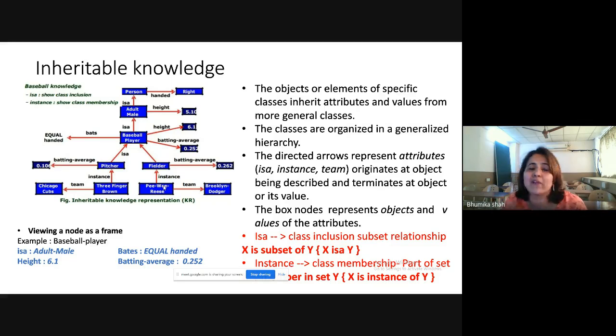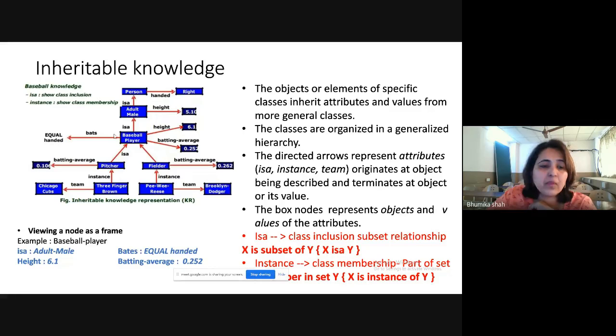The instance attribute is traveled only once in the algorithm; everywhere else you are going to travel the ISA hierarchy. Because any object is going to be a member of a single class only, and then you have class, subclass, superclass relationships. Any value will be a member of one set, and then you have set, subset, superset, that kind of relationship. So travel instance and reach fielder. Now once again check: do you have the handed attribute available here? No. So travel the ISA relationship. Go to baseball player.